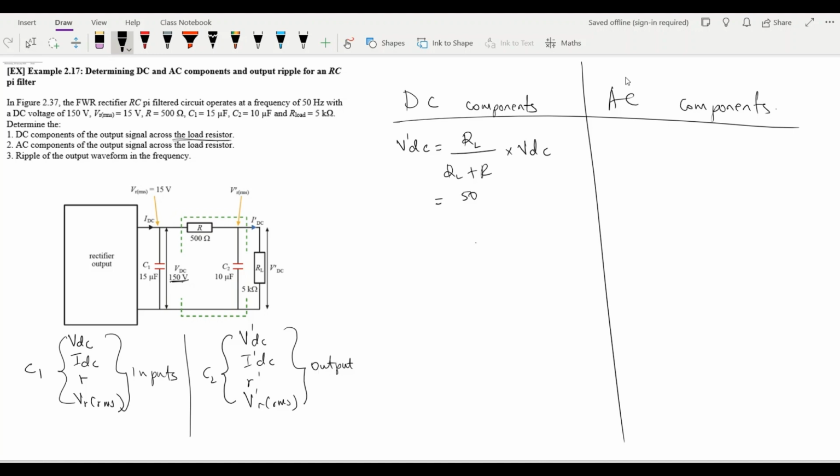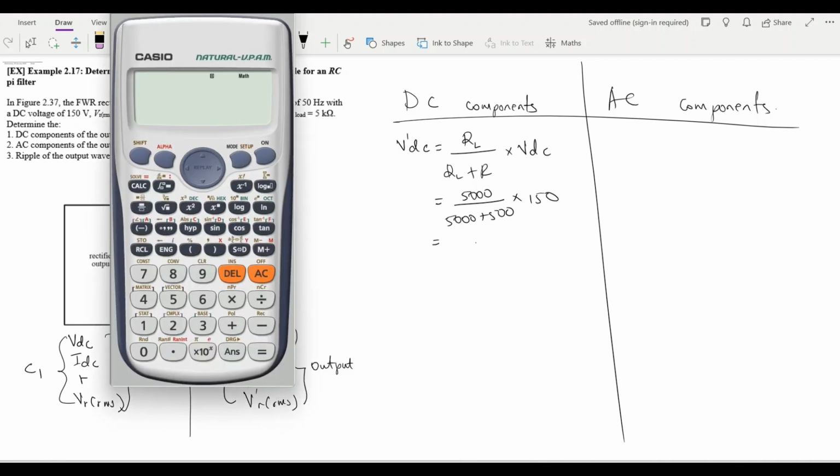Now this is going to be 5,000 plus 500 multiplied by 150. Remember what I always preach about a calculator. Ensure that when you enter the exam room, before you start calculating, you reset your calculator.